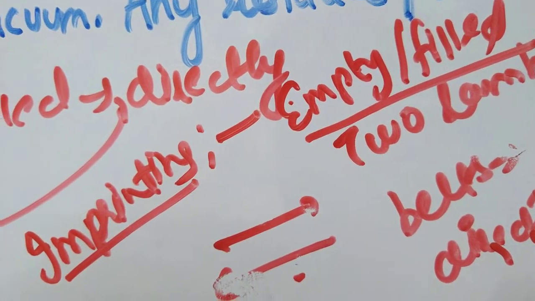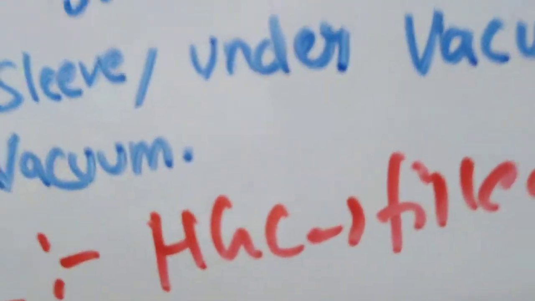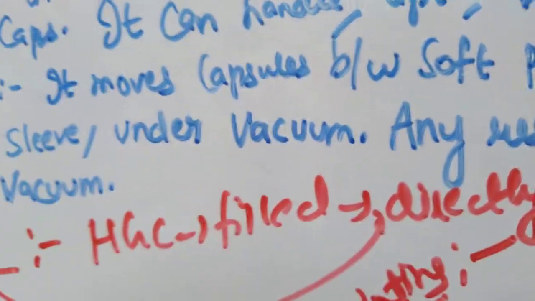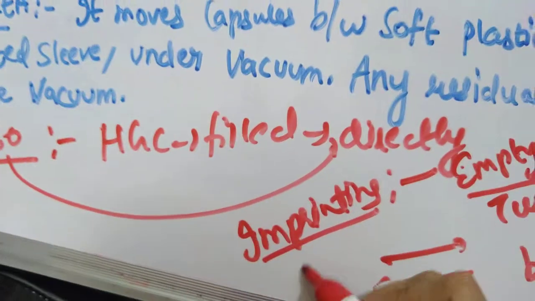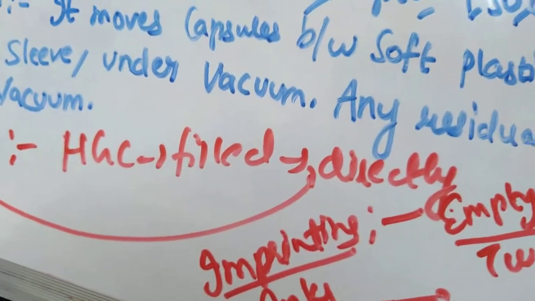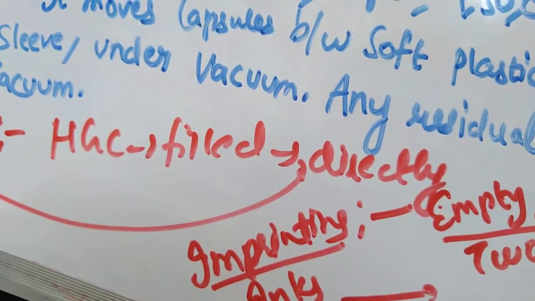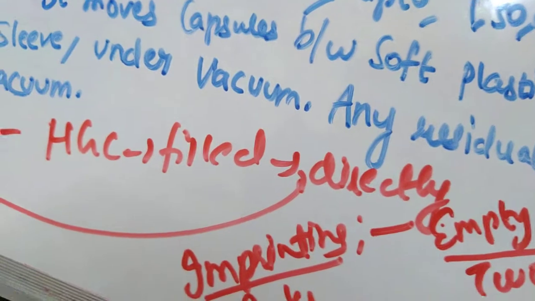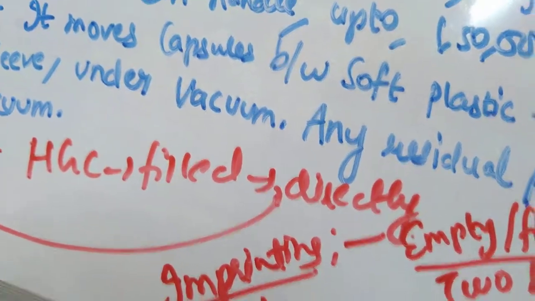All imprinting machines use a wide variety of colors of edible inks, both water and solvent based. Whatever inks you are using for imprinting, they are both water based and solvent based, and both are available for imprinting on the capsule shells. So this is with your imprinting.